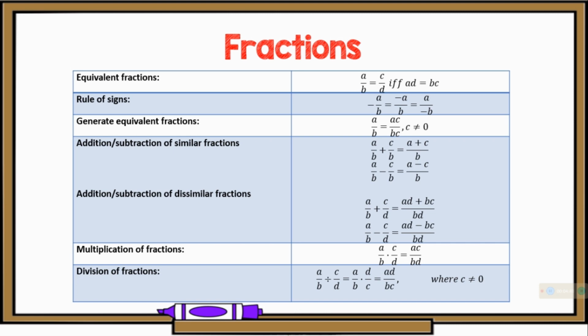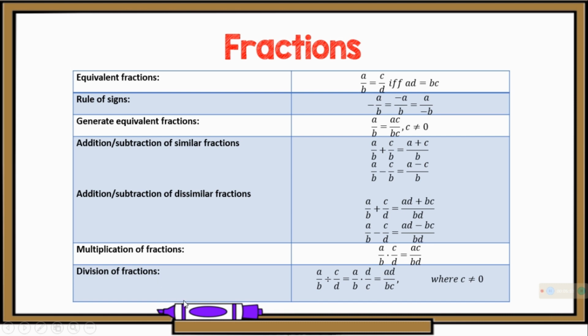In this lesson, we are going to learn how to find out if two fractions are equivalent. Next, we are going to apply the rule of signs. Next, generating equivalent fractions. And for the next operation, addition or subtraction, we have two cases. One is for similar fractions and the other is for dissimilar fractions. We will also study how to multiply fractions and finally how to perform division.